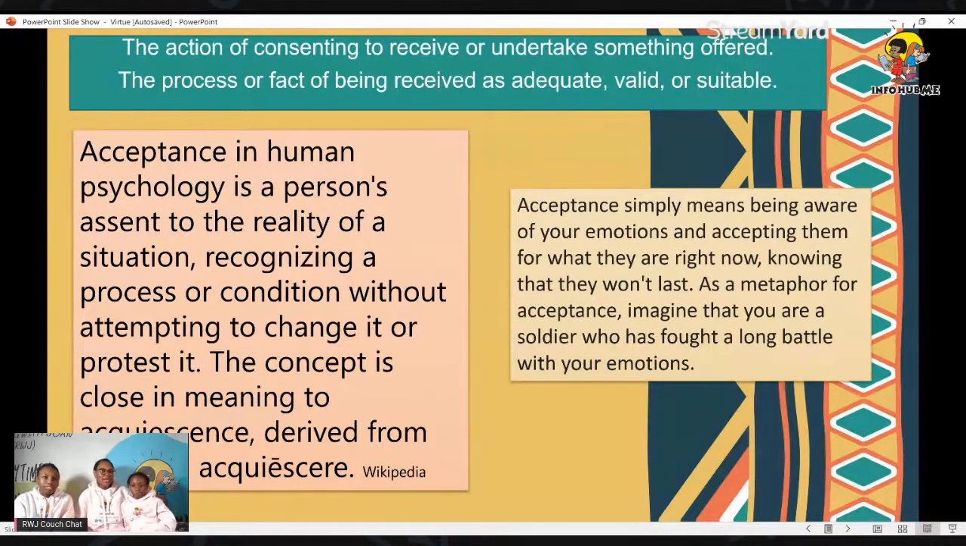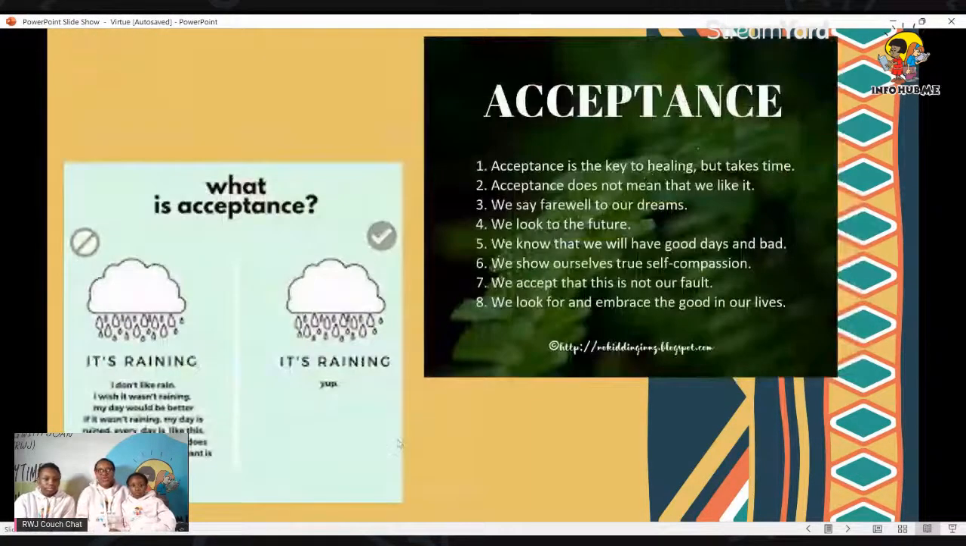So I think we understand where acceptance is coming from now. It's a two-way thing. This is a very good picture I got on the internet. So what is acceptance? Acceptance is, it's raining. Yes, it's raining. But there are some people who say, oh, I don't like it when it rains. I wish it wasn't raining. My day would have been better if it wasn't raining. My day was ruined. Every day is like this. Why does it always have to rain? Oh my God, it is raining. Have you gone to the shops when it's raining and heard people say, such horrible weather? Can you just accept it?